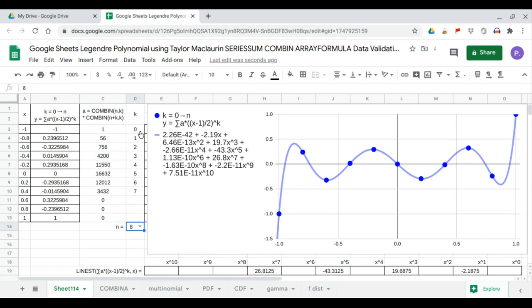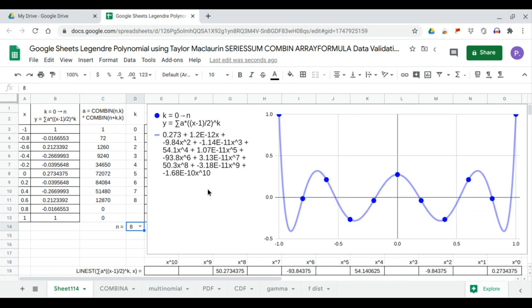Legendre polynomial at n equals 8. So at n equals 8, our Legendre polynomial y equals 0.273 minus 9.43x squared, which is this, 9.84284x squared, plus 54.14x to the fourth, which is this, minus 93.84x to the sixth, which is this, plus 50.27 times x to the 8, which is this.